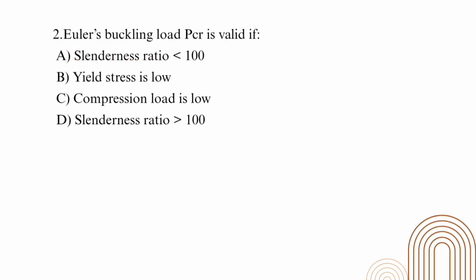Now question number 2. Euler's buckling load PCR is valid if: option A, slenderness ratio is lesser than 100, option B, yield stress is low, option C, compression load is low, and option D, slenderness ratio is greater than 100. And the correct answer is option D, slenderness ratio is greater than 100. Euler's buckling load PCR is valid if slenderness ratio is greater than 100.